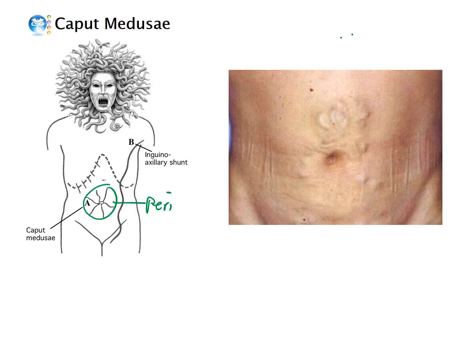When the periumbilical veins become engorged with blood and radiate outward from the umbilicus, they resemble Medusa, the monster from Greek mythology with a head full of snakes instead of hair. As such, this sign for portal hypertension has become referred to as caput medusae.